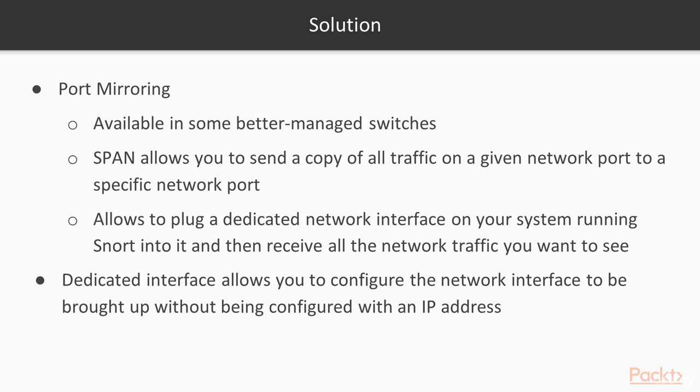This allows you to plug a dedicated network interface on your system running Snort into it, and then receive all the network traffic you want to see. Another good point for using a dedicated network interface on your Snort box for monitoring is that it allows you to configure the network interface to be brought up without being configured with an IP address. By not providing an IP address on the monitoring port, you prevent people from addressing the device directly.